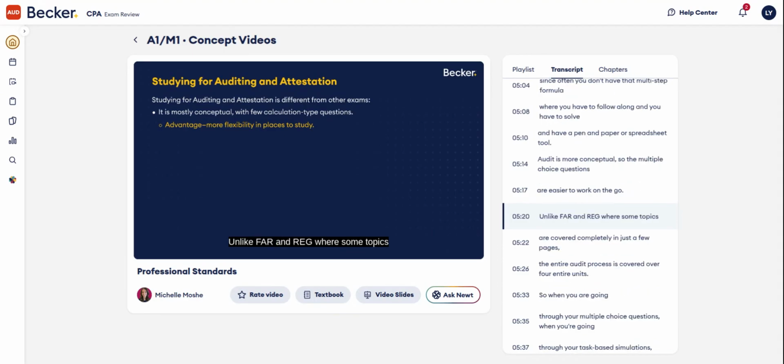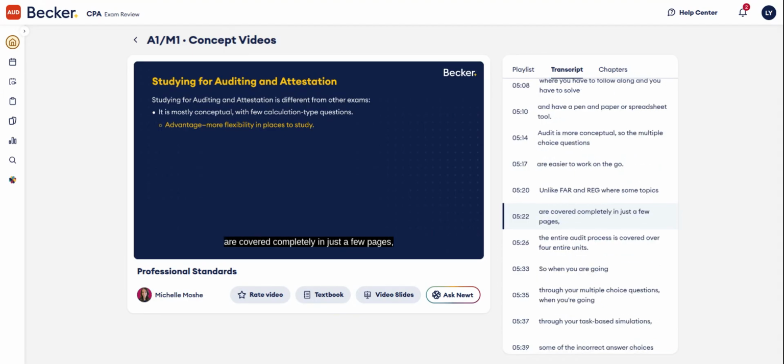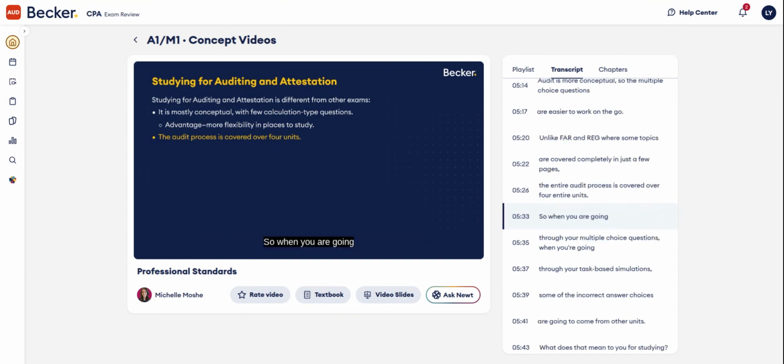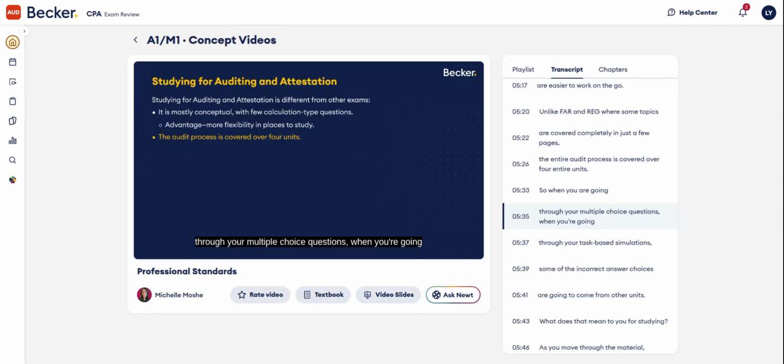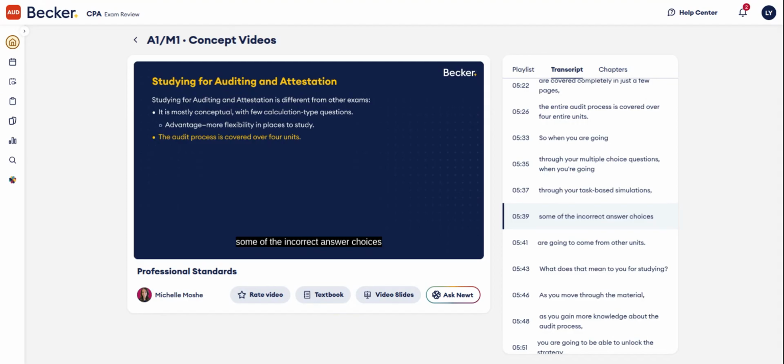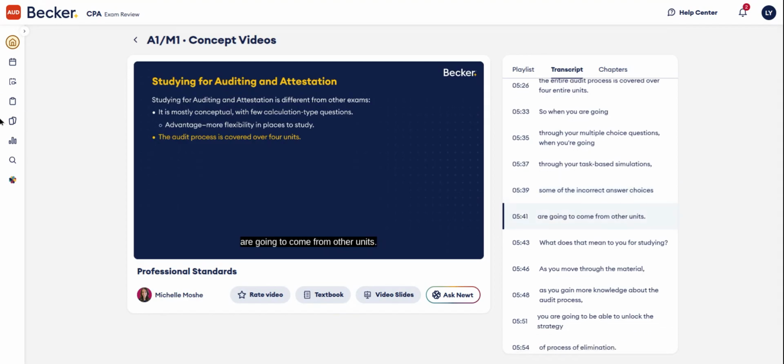Unlike FAR and Reg, where some topics are covered completely in just a few pages, the entire audit process is covered over 4 entire units. So when you are going through your multiple choice questions, when you're going through your task-based simulations, some of the incorrect answer choices are going to come from other units.